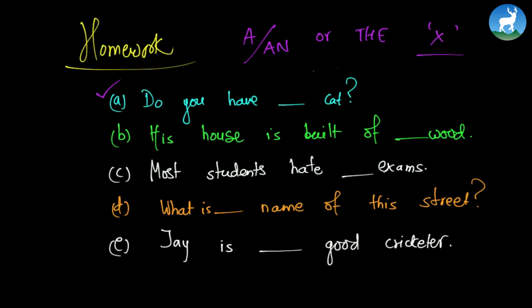So we have 4 choices. What are the 4 choices? The first one is a, the second one is an, the third one is the, and the last one is no article. So these are 5 questions. Fill in the blanks. With this we have come to the end of today's class.